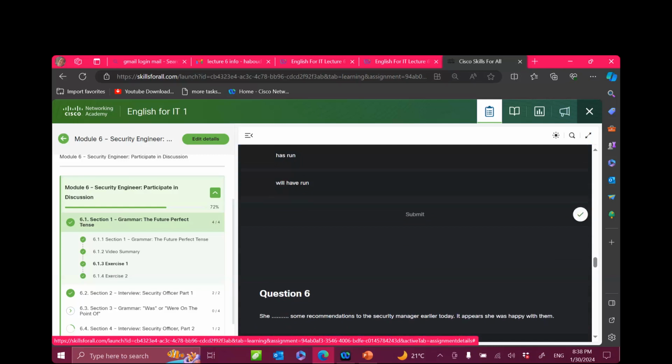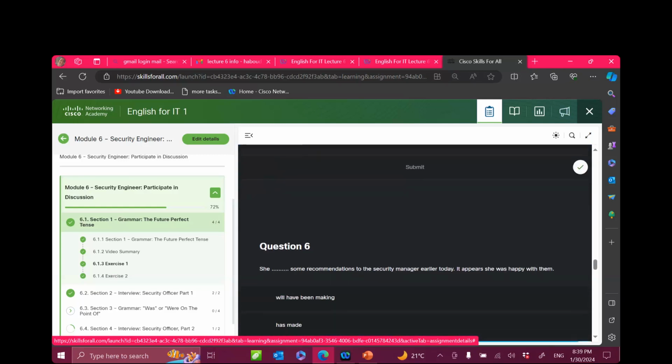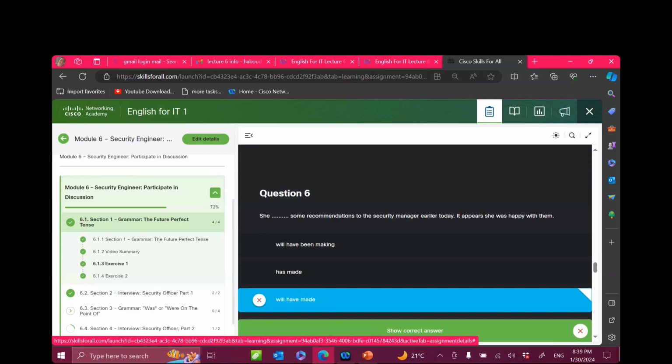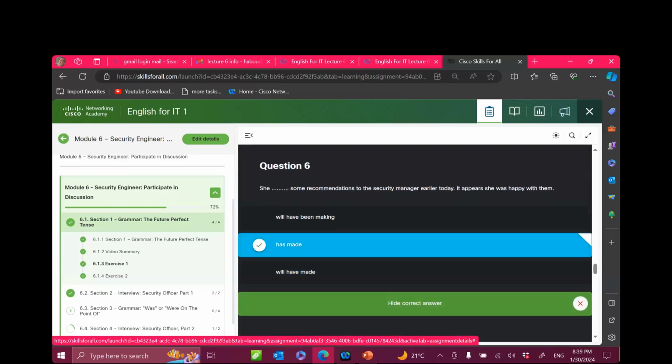Question 6. She some recommendations to the security manager earlier today. It appears she was happy with them. So what do you think is the correct answer? Some people said she will have made, but this is incorrect. Yes, she has made some recommendations to the security manager earlier today. Why did I choose has made? Because I have no reference to the future.